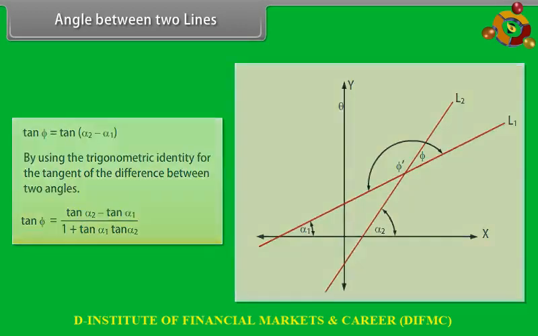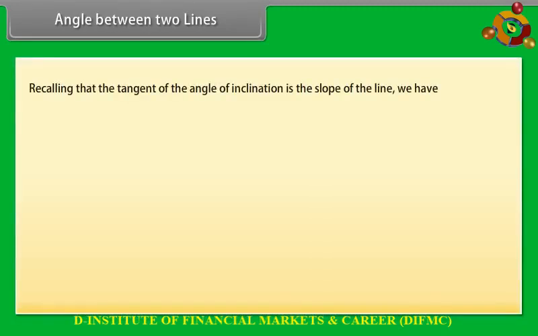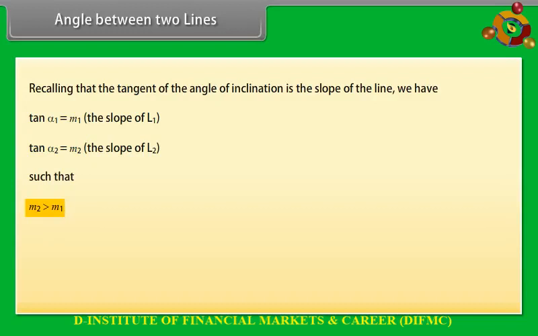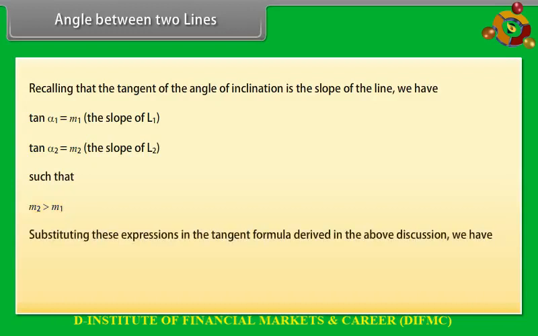divided by (1 plus tan alpha 1 into tan alpha 2). Recalling that the tangent of the angle of inclination is the slope of the line, we have tan alpha 1 is equal to m1, that is the slope of L1. Tan alpha 2 is equal to m2, that is the slope of L2, such that m2 is greater than m1. Substituting these expressions in the tangent formula derived in the above discussion, we have tan phi is equal to (m2 minus m1) divided by (1 plus m1 into m2).